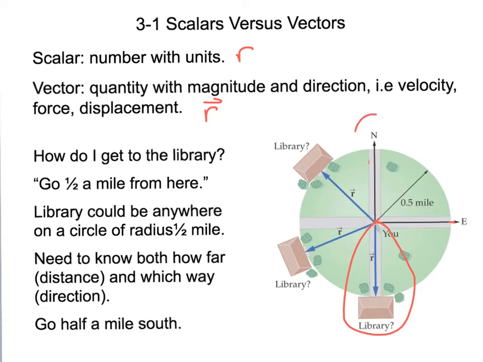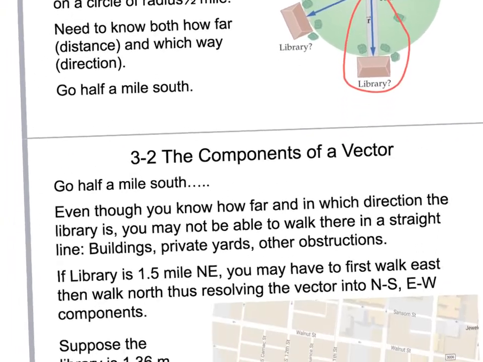And you see here the coordinate system is built right in, and we could put it separately right here, with that being north and this being south. But we saw it built right into our picture here. So going half a mile south gives you more context, and it tells you exactly where the library is and how to orient yourself to get there.